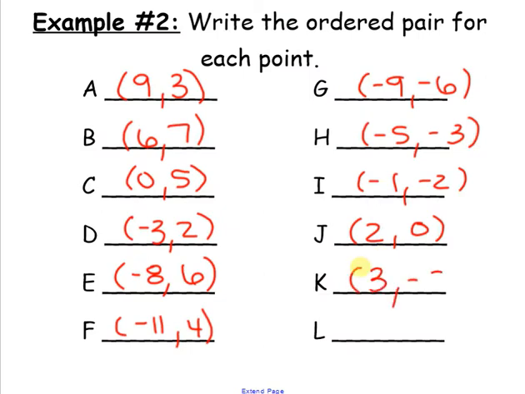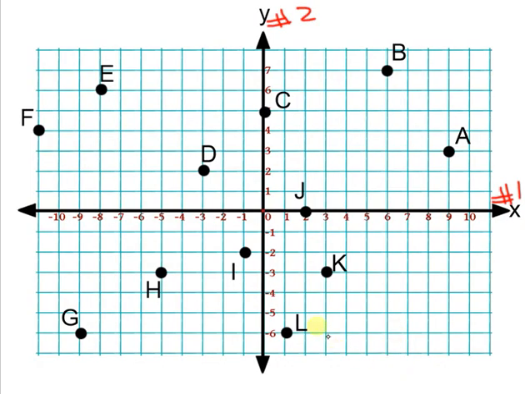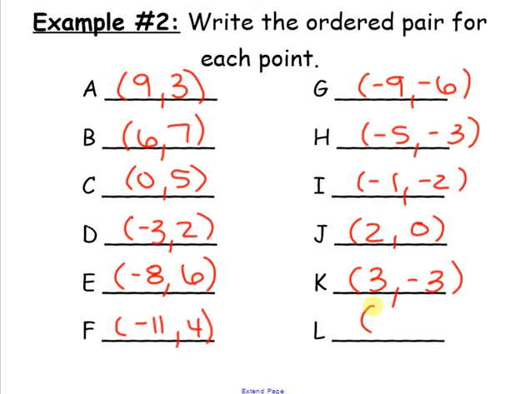So 3, -3. And then we're going to look for L. And L is also in quadrant 4. It looks like we're going to go to the right 1, but down to -6. 1, -6. Now, I want to do something real quick.